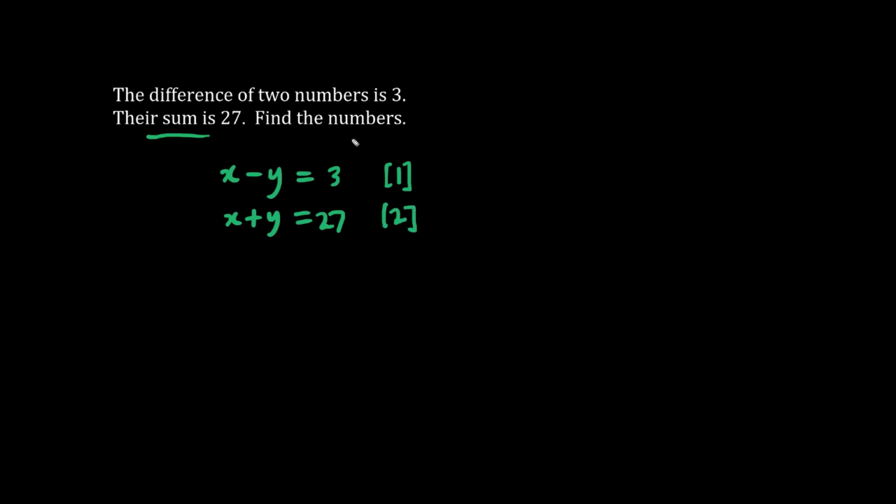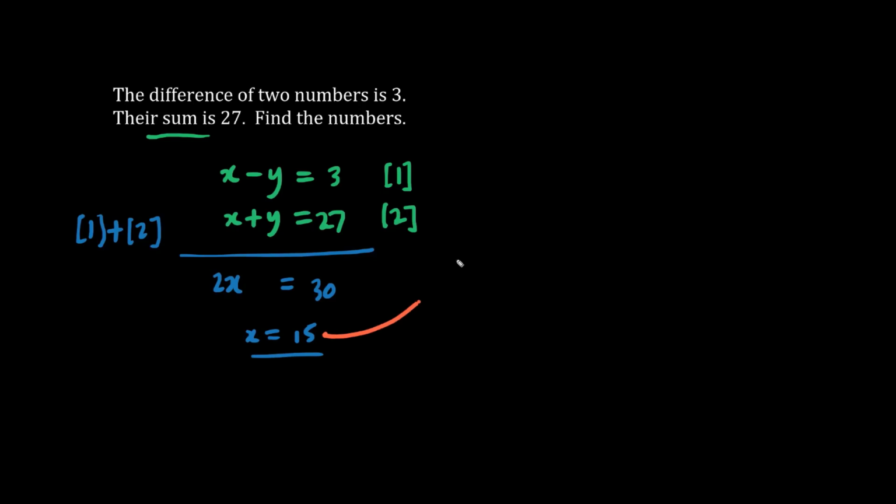Let's solve for x and y. For these systems problems, we can either use substitution or elimination. It doesn't really matter. Let's draw a line and we'll use elimination. We can either add or subtract equations. In this case, let's add equation number 1 plus equation number 2. x plus x is 2x, and negative y and positive y cancel out. Equals, we're adding 27 plus 3, which is 30. Thus, x equals 15.